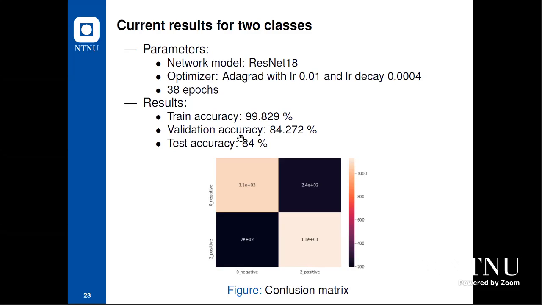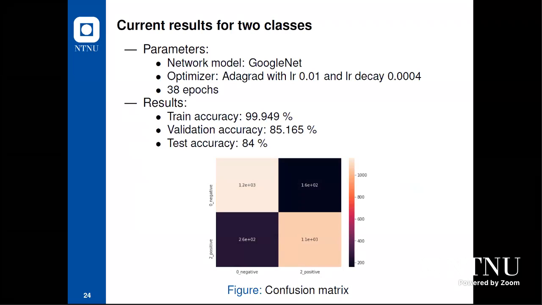And the test accuracy is 84% in this case. So you can see that it is quite good in detecting whether the helicity is positive or negative. I also tried with GoogleNet. As you can see, the results are more or less the same. The train accuracy is also in the order of 99.9%. Validation accuracy in this case is 85%, while before it was 84%. And the test accuracy is always 84%. The number of epochs is exactly the same, with the same optimizer. And this is with GoogleNet.